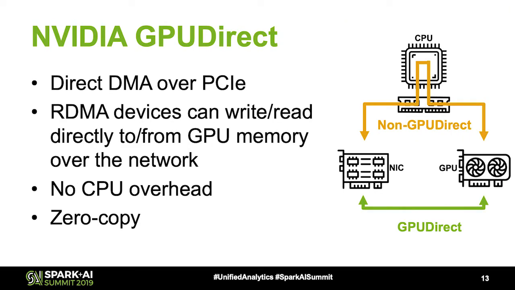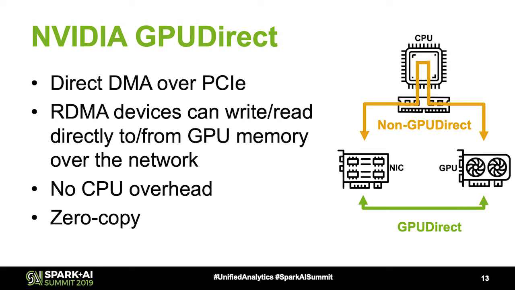Another technology that can assist us in this is what's called NVIDIA GPUDirect. GPUDirect basically gives you direct DMA access over PCIe from a GPU device to another PCIe device, for example, a network adapter. In that case, RDMA can be used to read and write data directly to and from GPU memory. It could be within the same machine, or it could be between GPUs on different remote nodes.